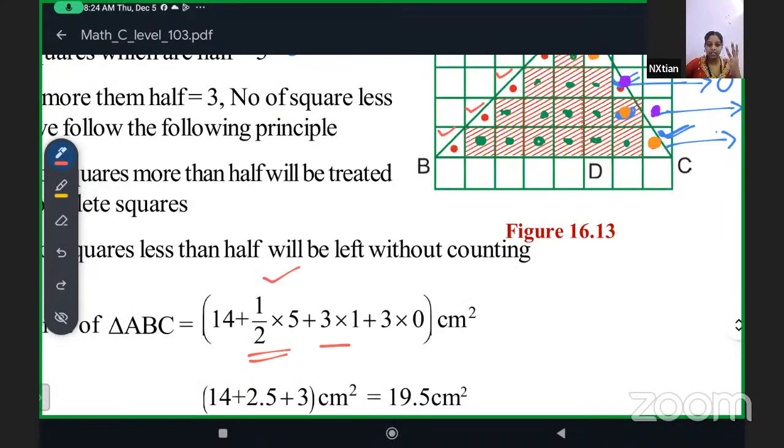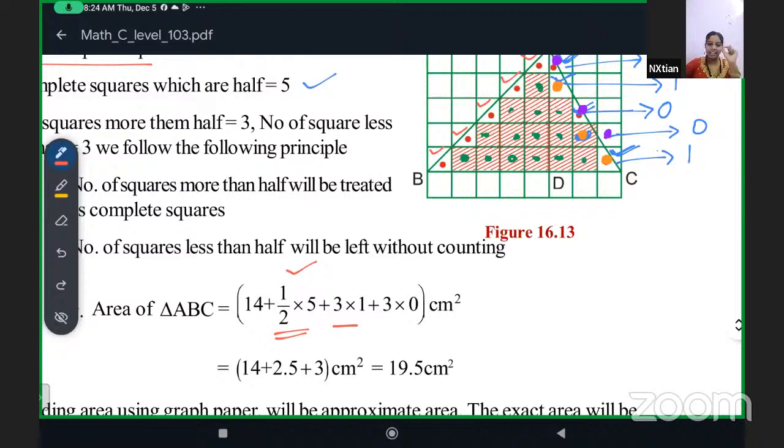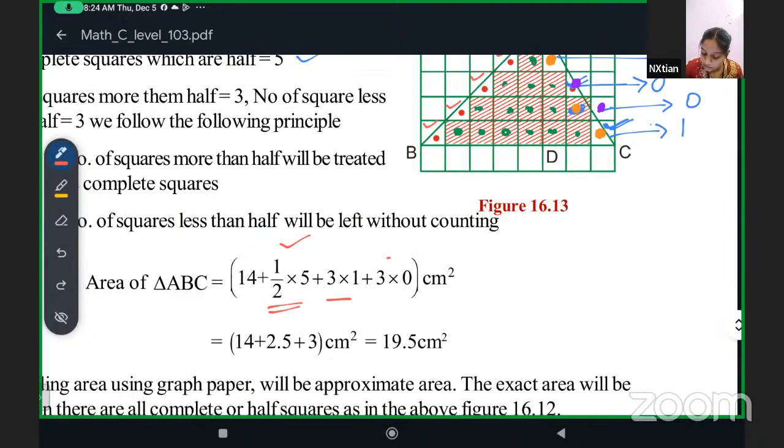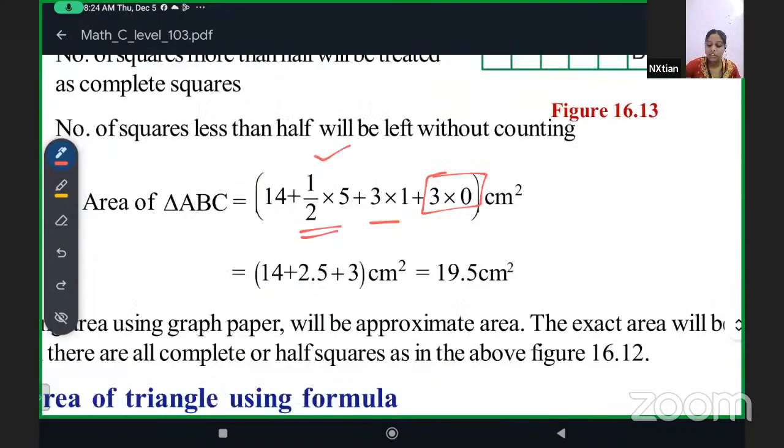Then 3 are there which are shaded very less, lesser than half. So for those, we take them as 0. So for that, they have done 3 into 0. Those we take as 0. Now we solve it.